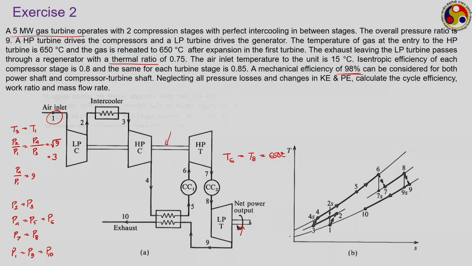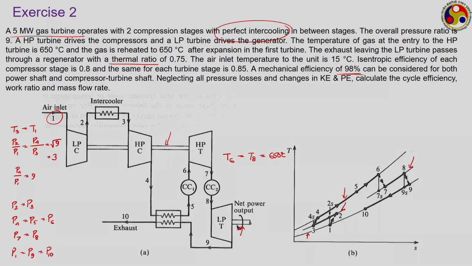We can clearly see this is pressure stage number 1, which corresponds to the inlet air and also the exhaust gas. Then this is the second pressure stage from the LP compressor to the HP compressor, the third pressure stage from the HP compressor to the HP turbine, and the fourth pressure stage from the HP turbine to the LP turbine. So, this is the diagram.